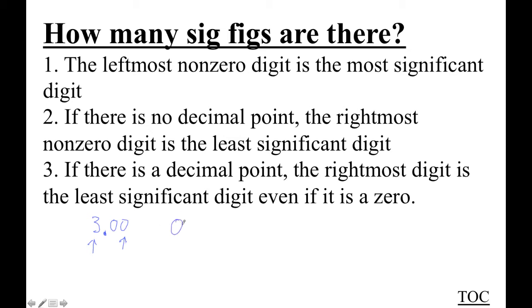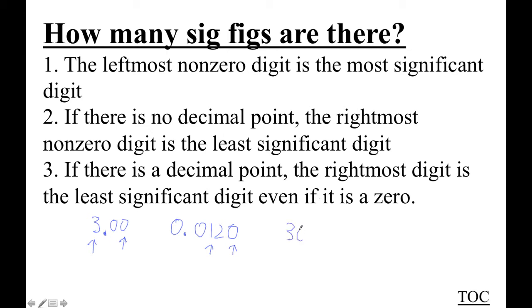Okay. What if I go 0.0120? Well, this 0 here is just a power of 10. So this is the most significant digit, right? So it's always the leftmost non-zero digit. These guys never count. Now you ask yourself, why did they put that additional 0? Well, they measured it, and it is 0. Just, hey, it's not approximate. We know it's 0. So this is actually 3 sig figs as well. Okay, so if there is a decimal point, the rightmost digit is the least significant digit, even if it is a 0.